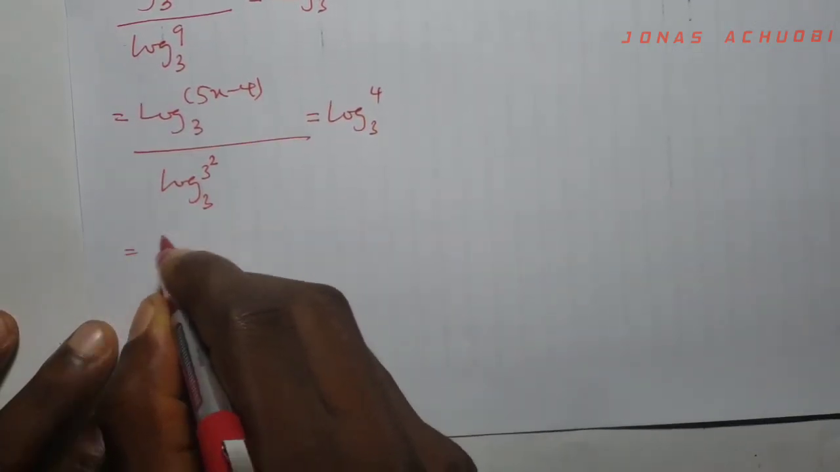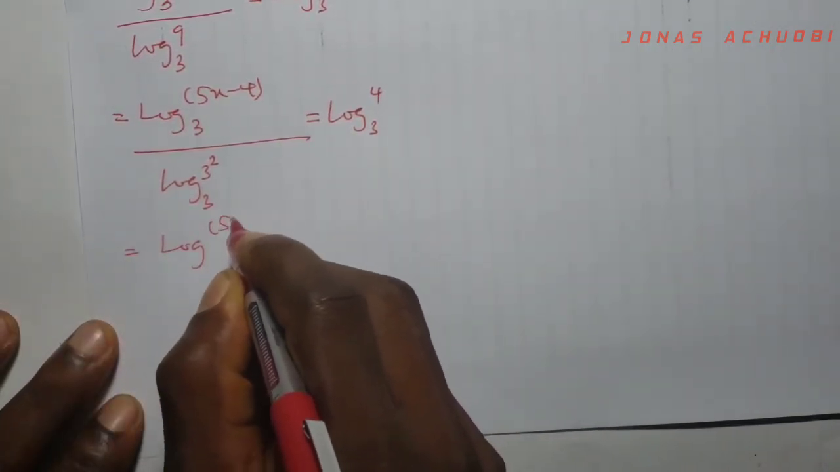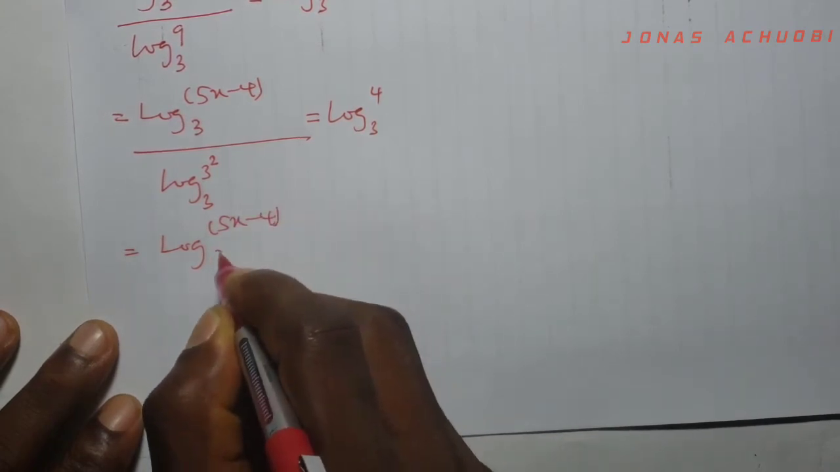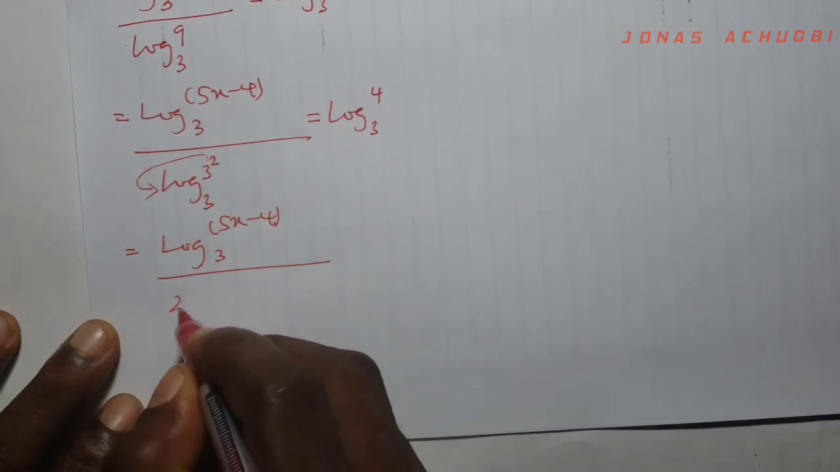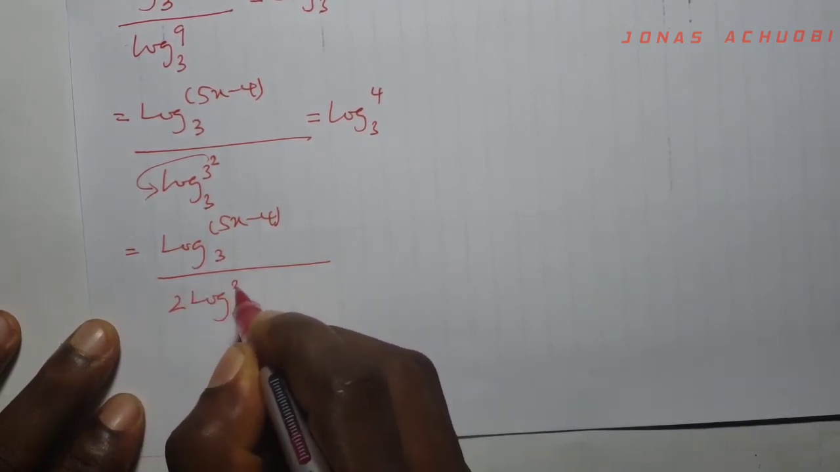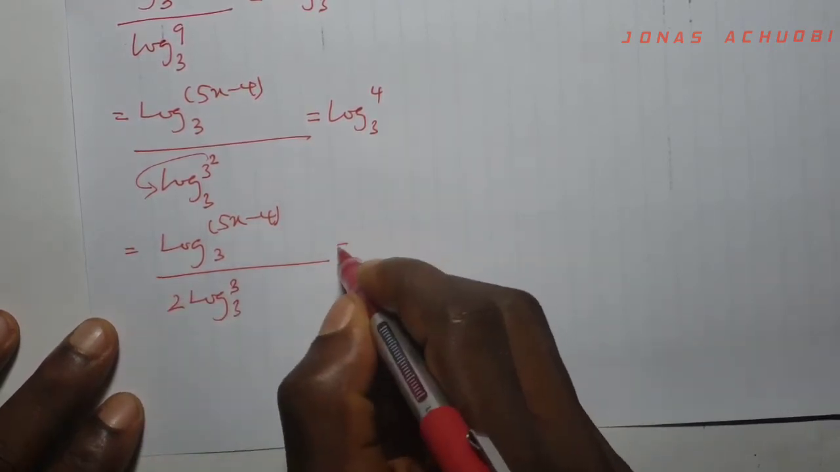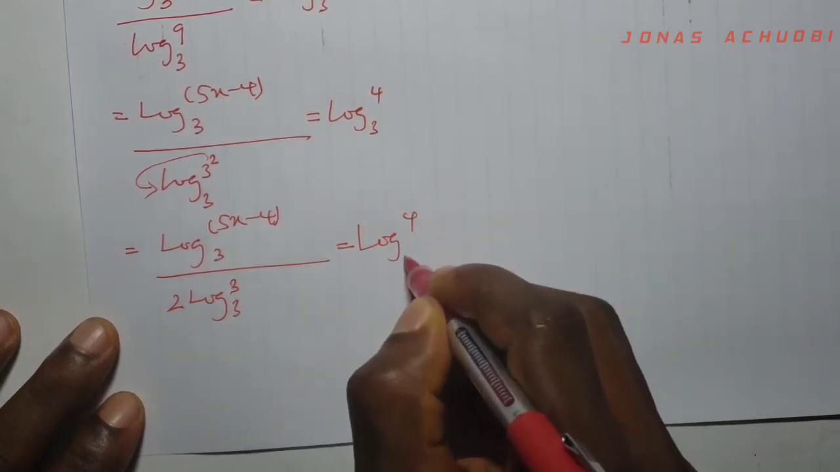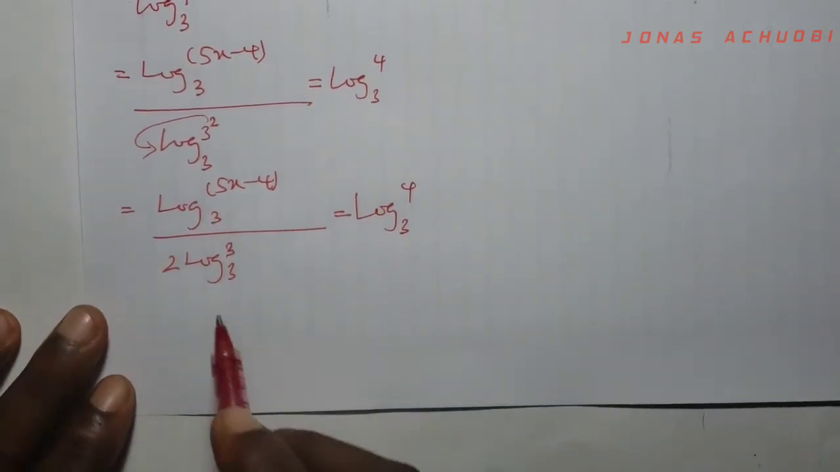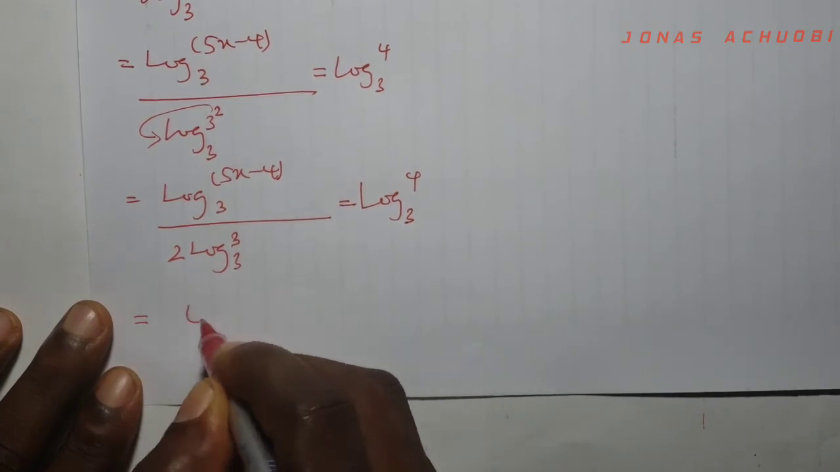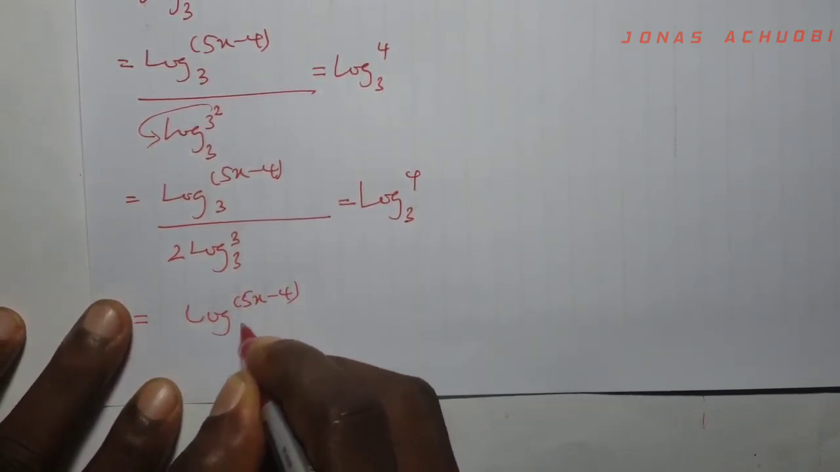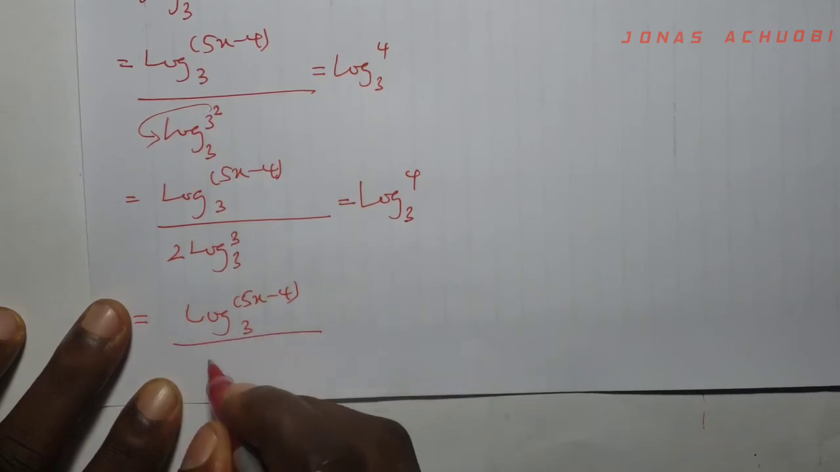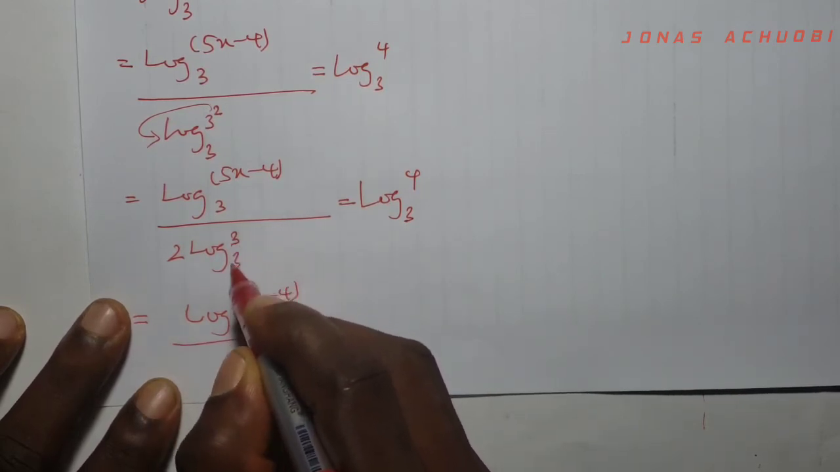So this becomes log 5x minus 4 in base 3 all over, I've sent 2 to the left, 2 log 3 in base 3, equal to log 4 in base 3. And then this gives us log 5x minus 4 in base 3 divided by log to the same base again, which is 1.